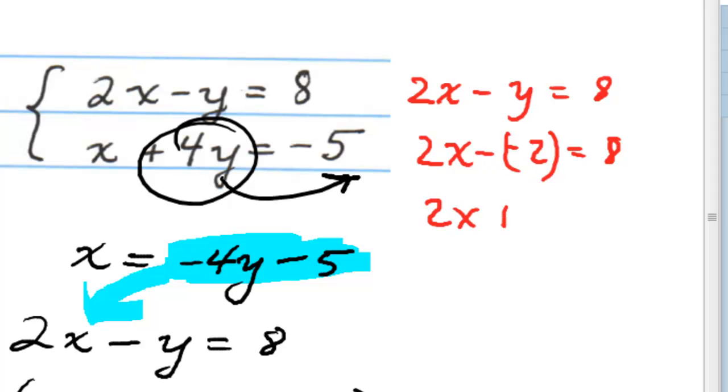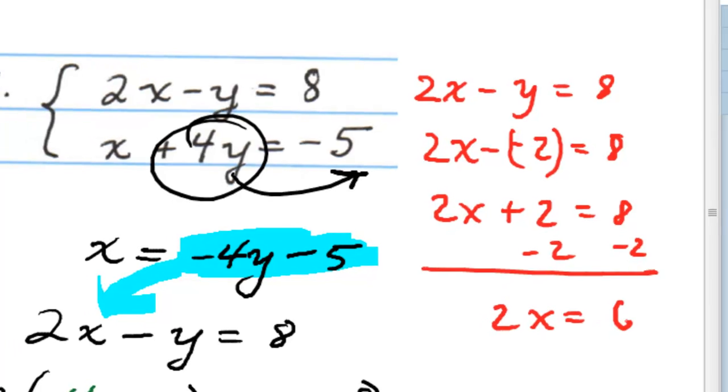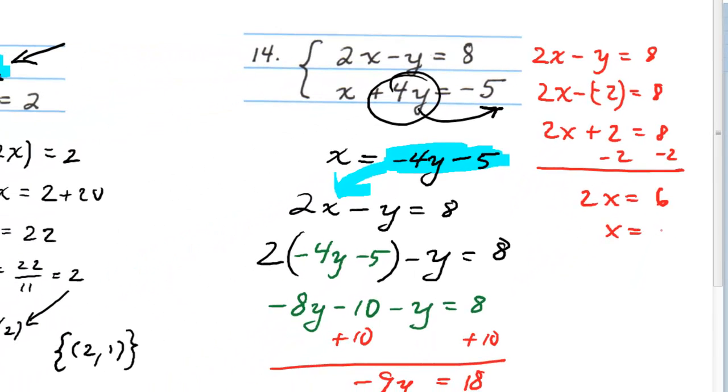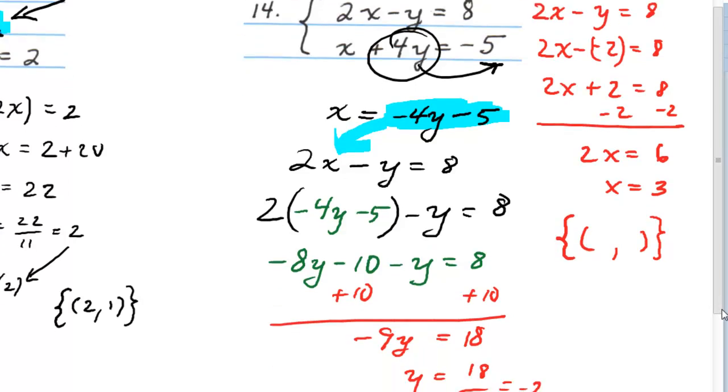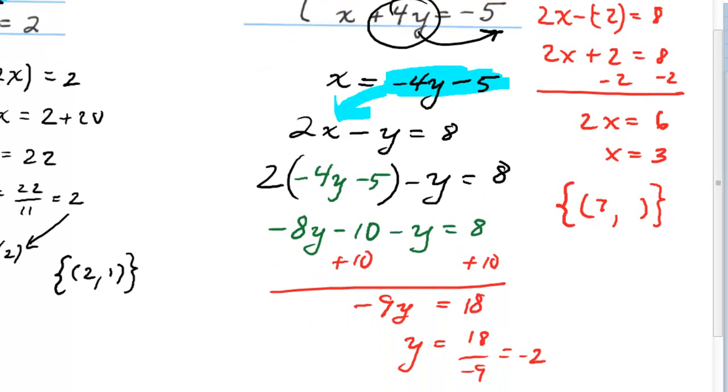2x minus negative 2 is plus 2. Minus 2 from each side gives you 2x is 6. So x is 6 over 2, which is 3. The solution is an ordered pair, and it is (3, negative 2). And that's how you do these.